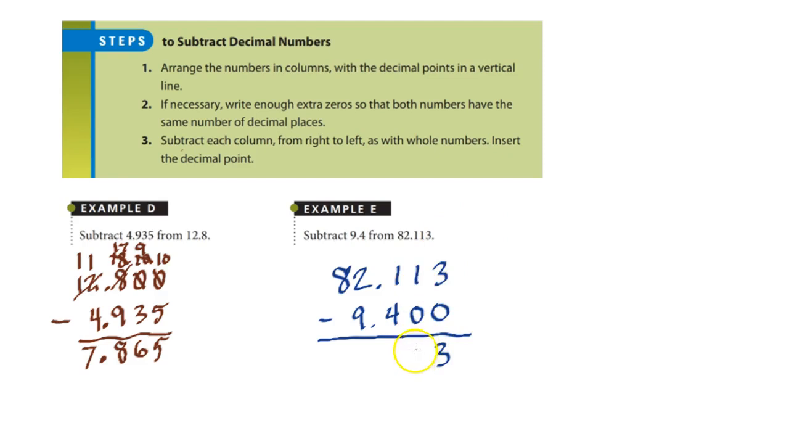1 minus 0 is 1. 1 minus 4, the number on top is smaller, so we have to borrow from over here. 1. And so this becomes 11. 11 minus 4 is 7. And then we have 1 minus 9. Oh, that's smaller, so we need to borrow from over here. Or if you realize, you can just take 81 and subtract 9 at this point. I'm going to go ahead and do that. So we just have 72. So 72.713.